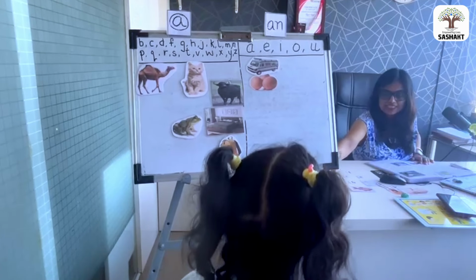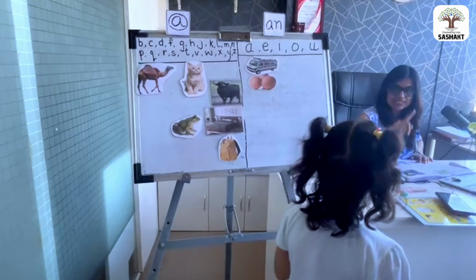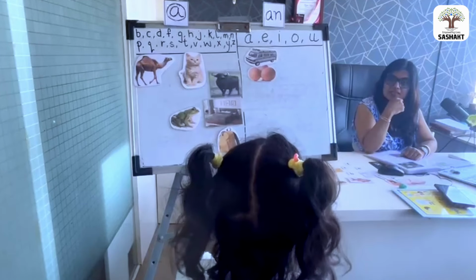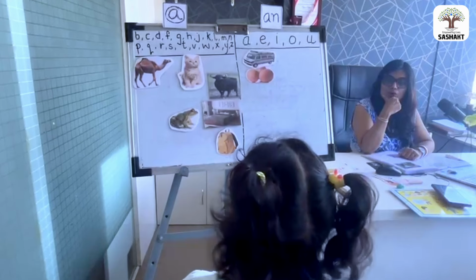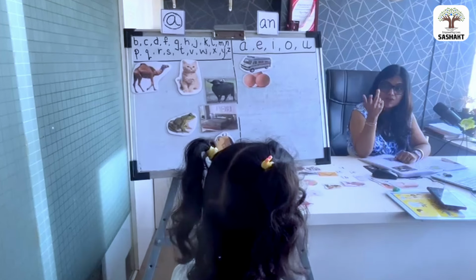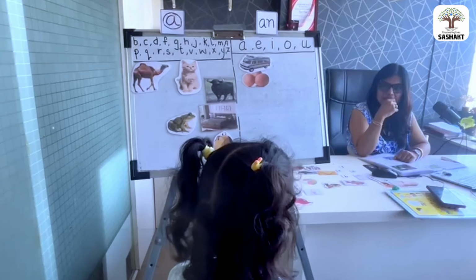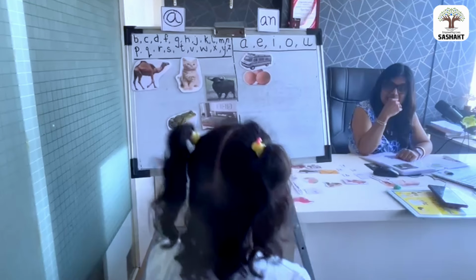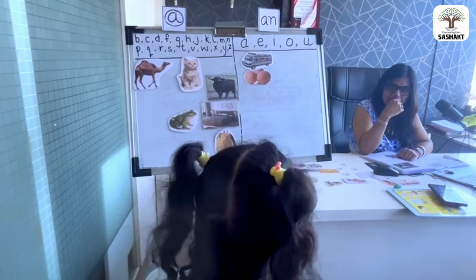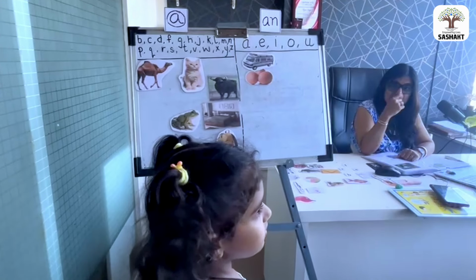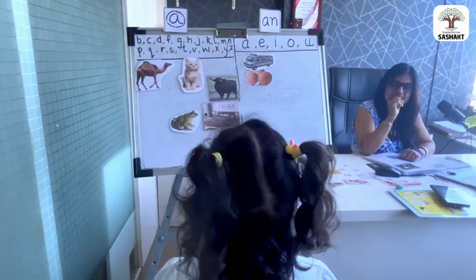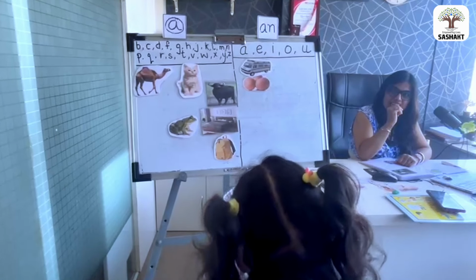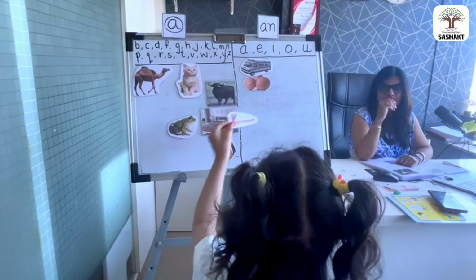How about the axe? Can you try the axe? Which side will it go? What does it start with? It starts with A. So which one? Focus, tell me. Where will it go? A or an? Look at the board and then tell. An axe. Excellent. Please put it there.